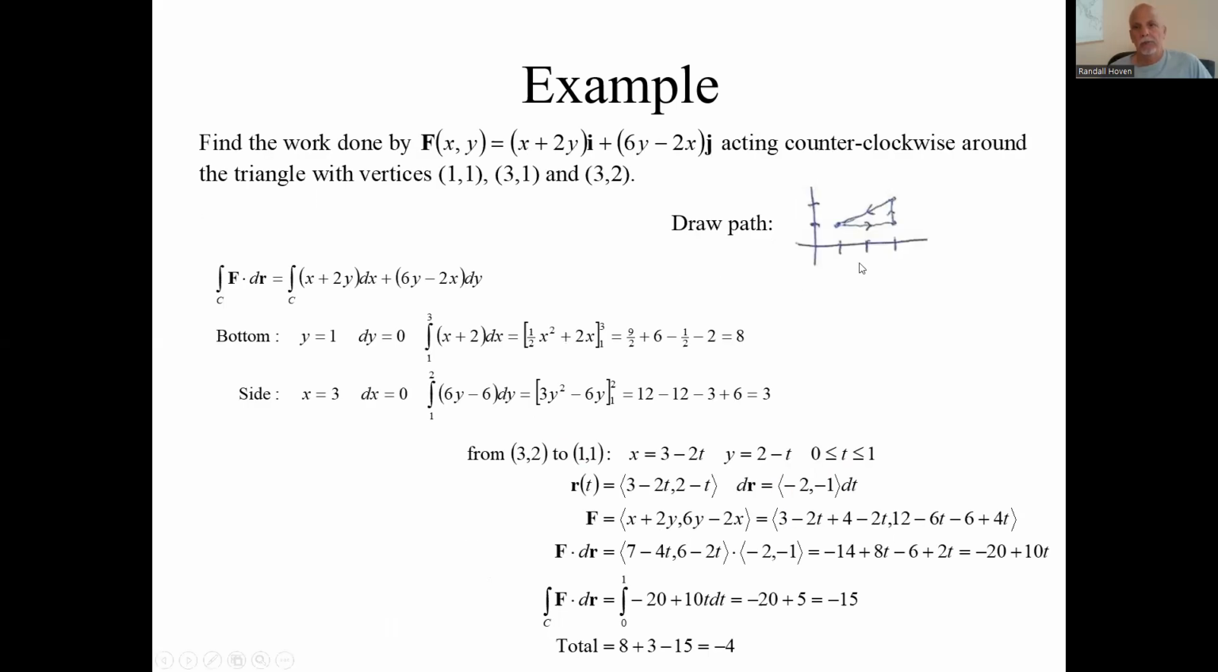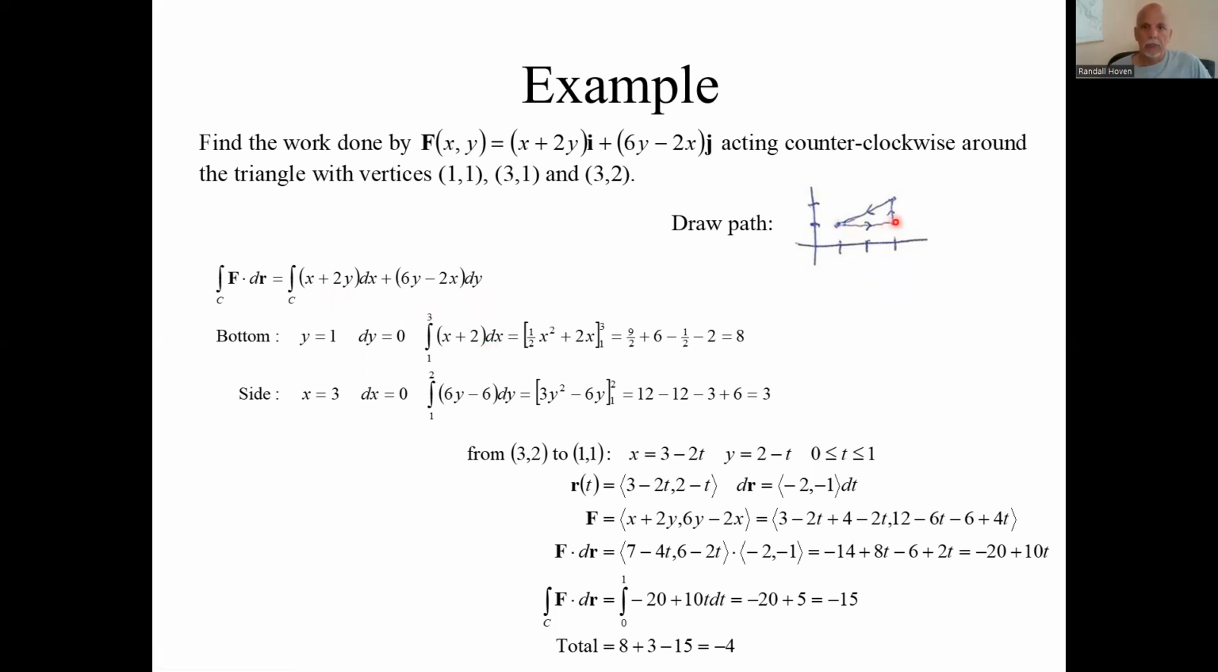Here's another triangle. It's very similar to the previous triangle. On 2 of the legs, they're nice and aligned with the coordinate. So on this bottom leg, y is just 1, dy is 0. Leg x is 3 and dx is 0. Here's the bottom and sides. See, on this first leg, the y part dy, this whole term goes to 0, and this y is just 1. X plus 2 dx, that's that whole integral, from 1 to 3.